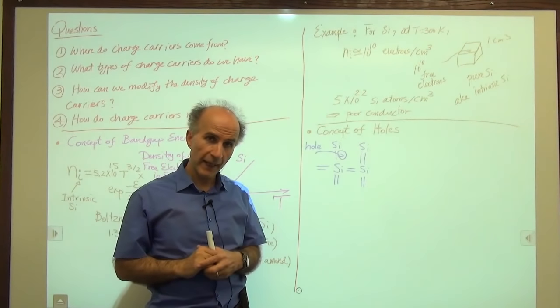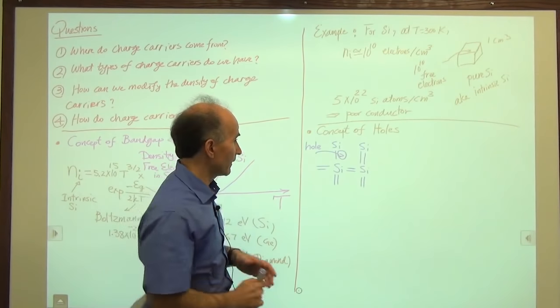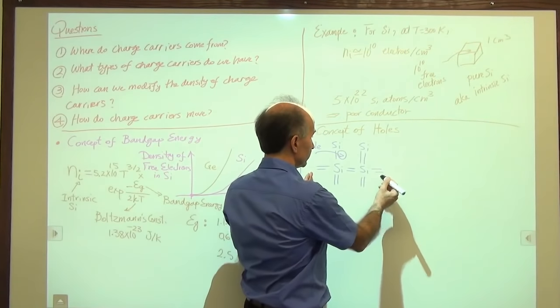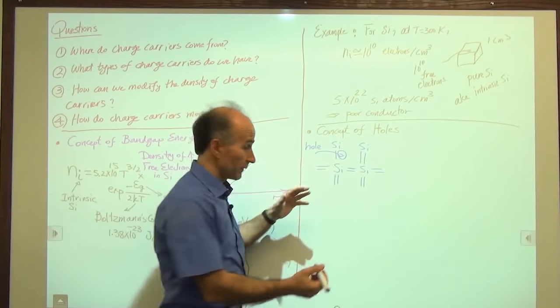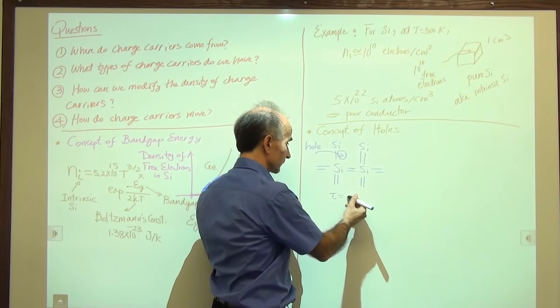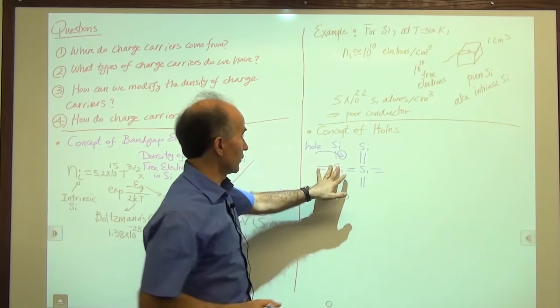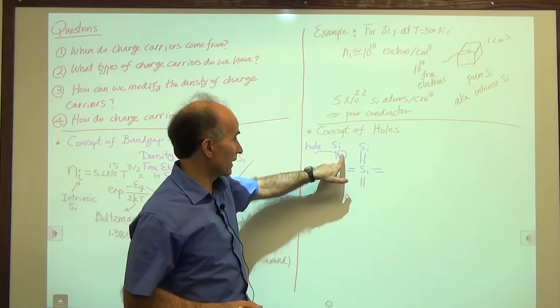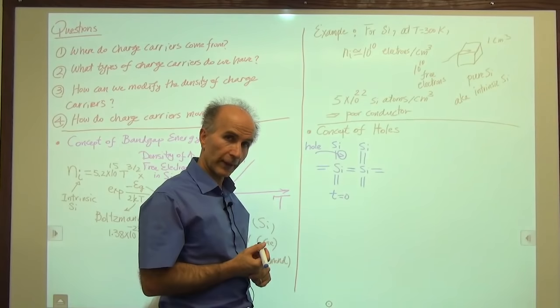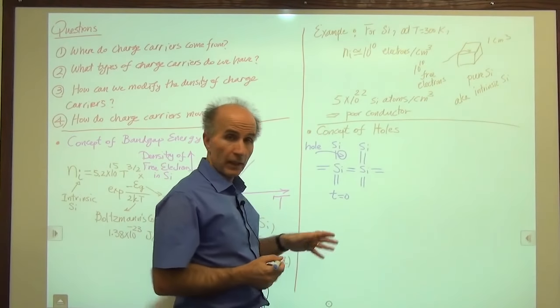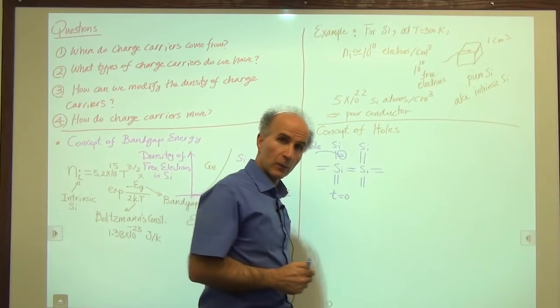Okay, but something interesting happens. Let's say that I have this piece of silicon, and I take a snapshot, a picture of it at time zero, and I see the situation. An electron has just come out of this, and a hole has appeared.